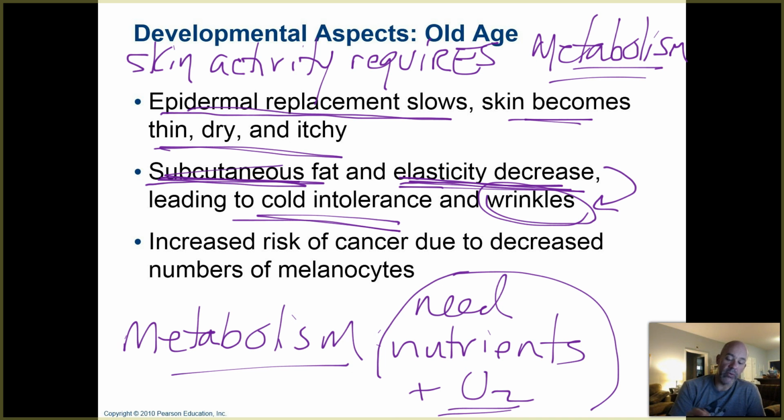Also, as you get older, another important thing, you have an increased risk of skin cancer because you have fewer melanocytes making melanin, shielding you from the ultraviolet light of the sun. Because of that, you're more likely to have skin cells that become cancerous due to ultraviolet light exposure. We're going to have a separate little lecture on skin cancer right after this one, to talk about that in more detail because that's an important homeostatic imbalance of the skin.